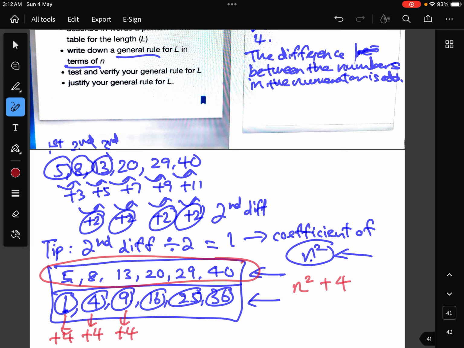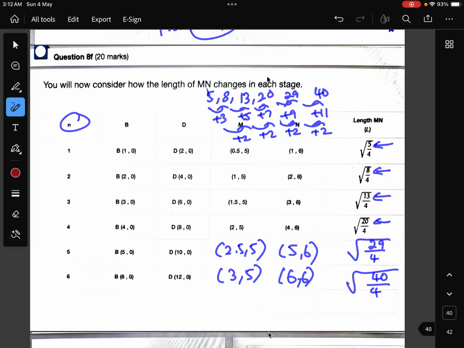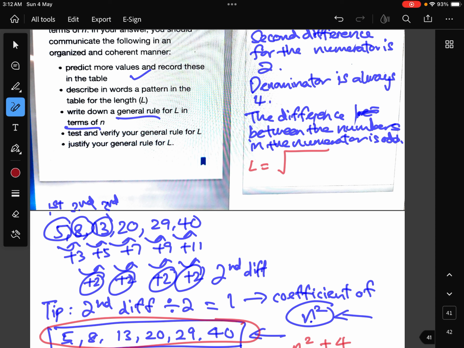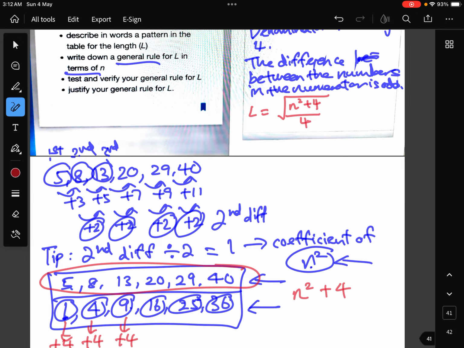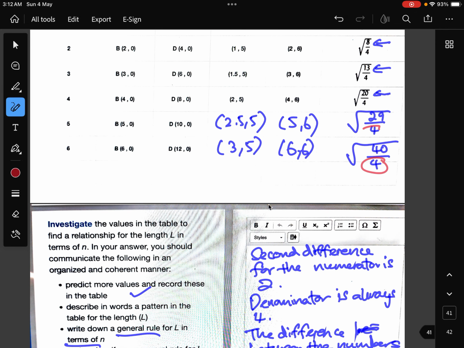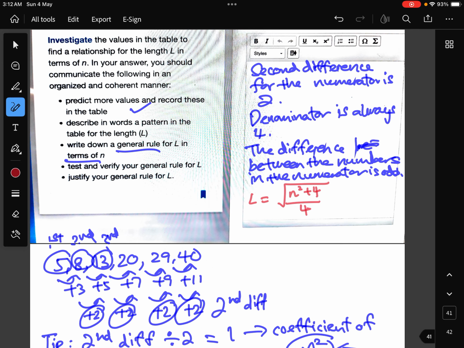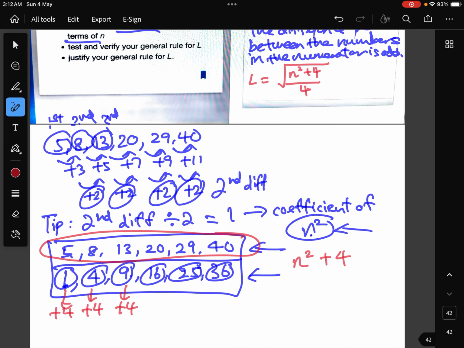Okay, so I think I just found myself a general rule. So L is basically the same thing, but this is only for the numerator. If you look at the lengths, you have the numerator, the denominator and the square root sign. So I'll put the square root sign here. The numerator is n squared plus 4, and the denominator is just going to be 4, because the denominator here is always going to be 4. So that's going to be the general rule for this. I do really need you to be able to find the general rule of a quadratic sequence. If you need any help on this, please let me know, and I'm happy to do a tutorial on this.